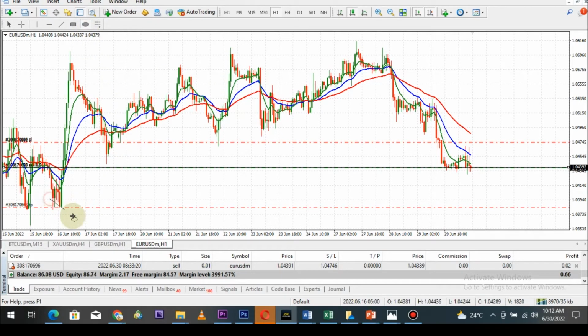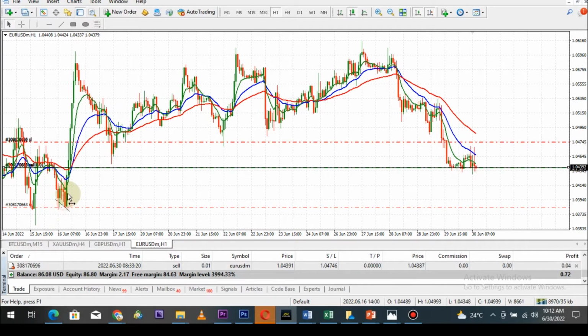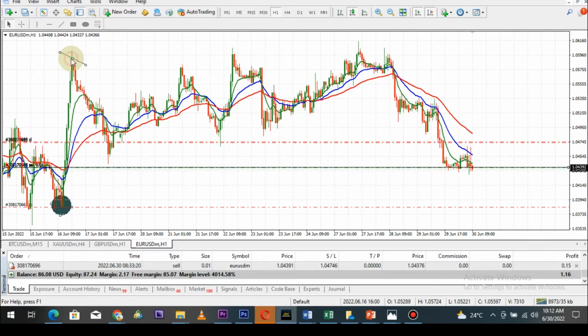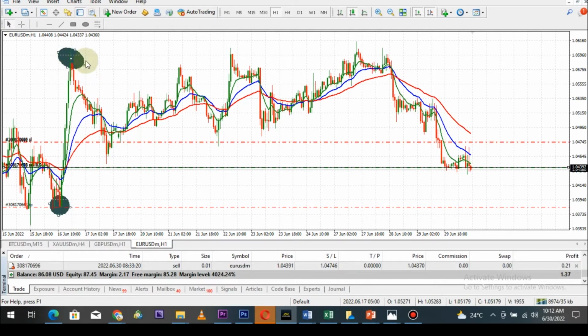Correct. So now, to identify your support and resistance zone, the first thing you need to do is to mark out points on your chart where the market changed direction. So this is one point here. This is another point here. This is another point here. All right. So you just go through the chart and mark out points or zones in the market where price changed direction.